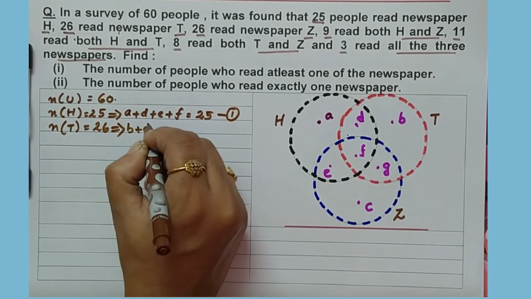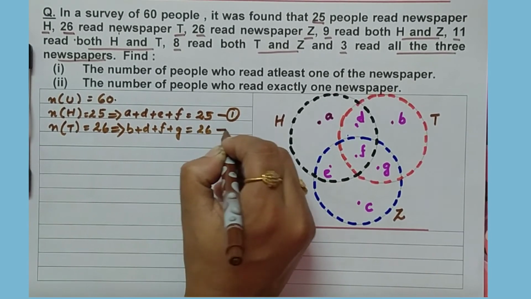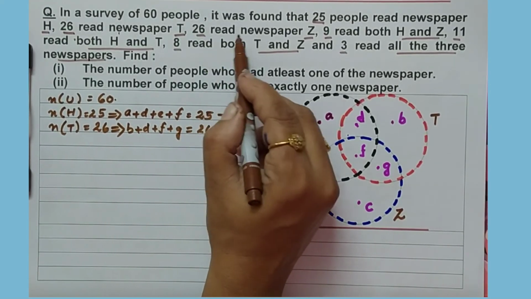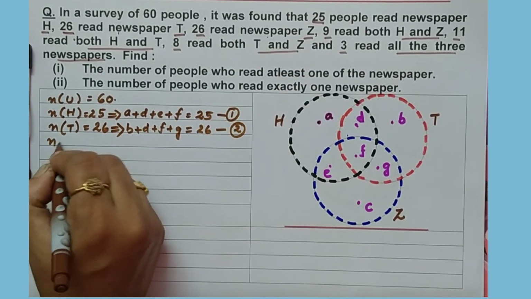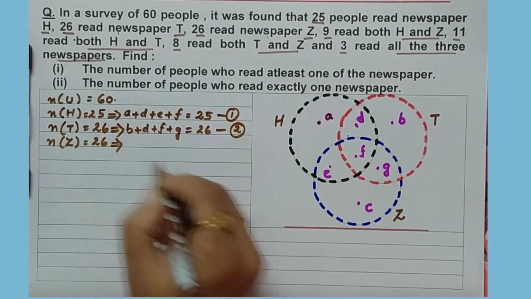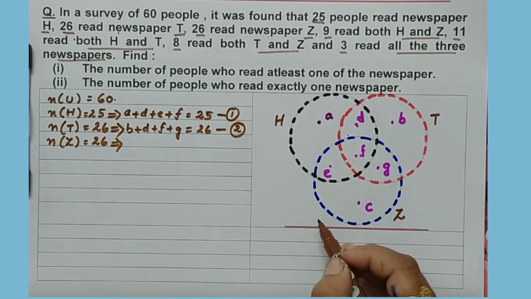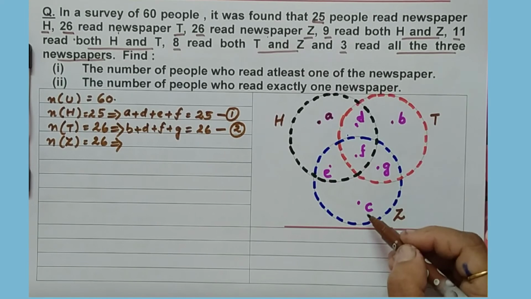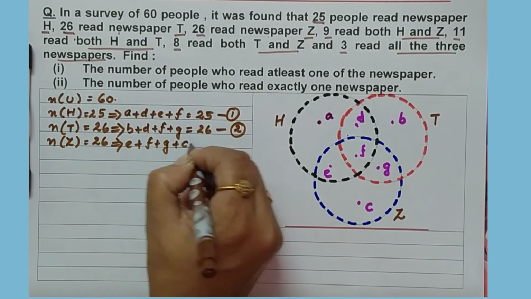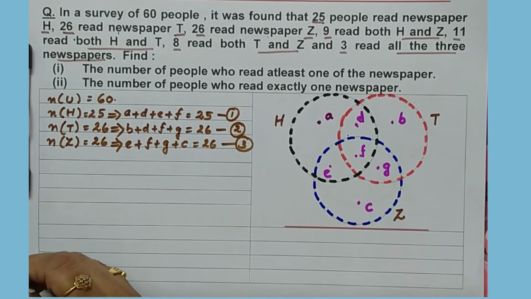B plus D plus F plus G equal to 26. Mark it as equation number 2. Third sentence: 26 read newspaper Z. Which is the Z circle? The blue circle is the Z circle, so the elements enclosed in it are E plus F plus G plus C. This is 26. Mark it as equation number 3.